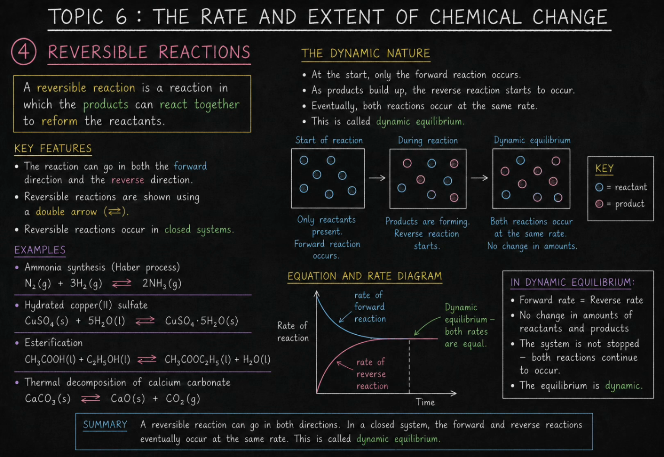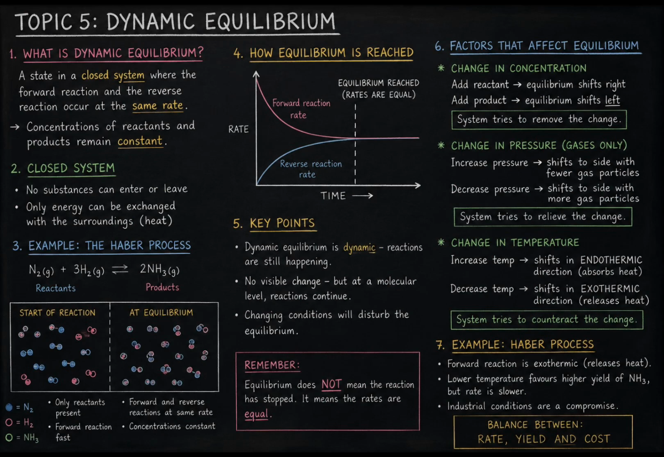The dynamic nature. At the start, only reactants present, only forward reaction occurs. As products build up, reverse reaction starts. Eventually, both reactions occur at the same rate. This is called dynamic equilibrium. In dynamic equilibrium, forward rate equals reverse rate. No change in amounts of reactants and products.